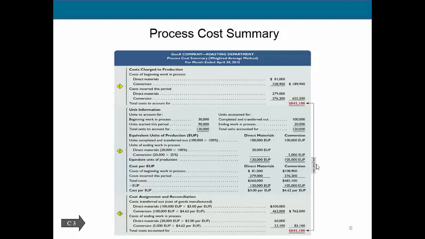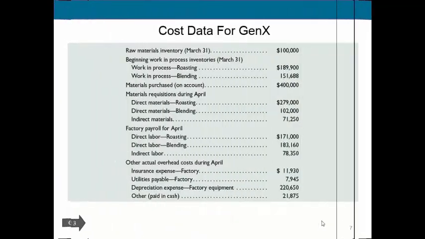Here we just have a basic process cost summary. There's a lot of information given here, but it gives us all the detail behind all of our costs. We're told what our total costs are that we're accounting for. We're given information about our various units. We're given information about how we calculated our equivalent units, and then our basic cost assignment and reconciliation using our costs per equivalent unit. So this is just all of our information summarized into a process costing summary that's used by management.